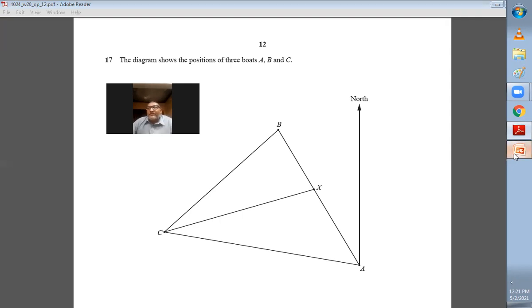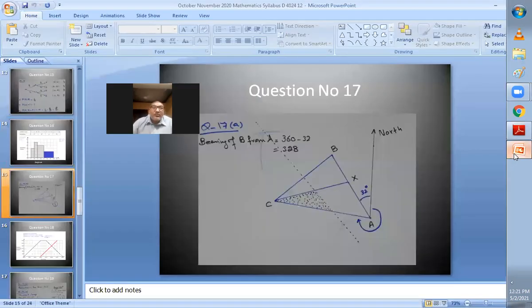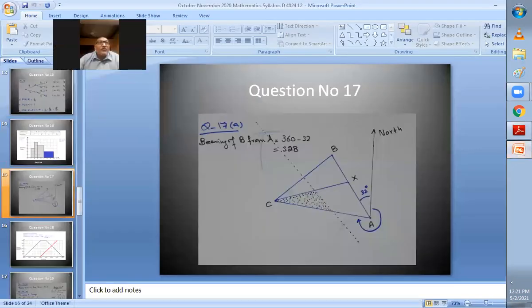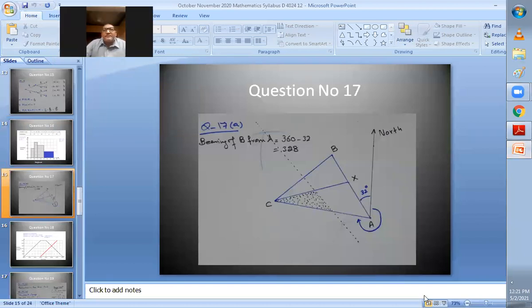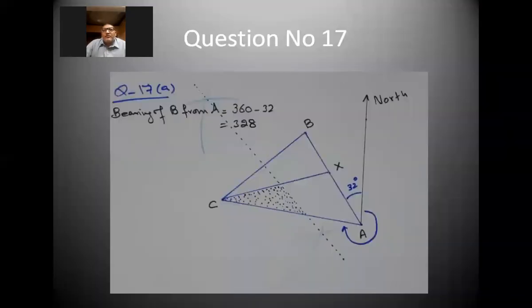So let me show you, I've done this on a paper. I measured this angle with the help of the protractor. These are the two arms of that angle. You put the protractor here, the crosshair on A and the zero here, and from here I counted till this arm, and that was 32 degrees.